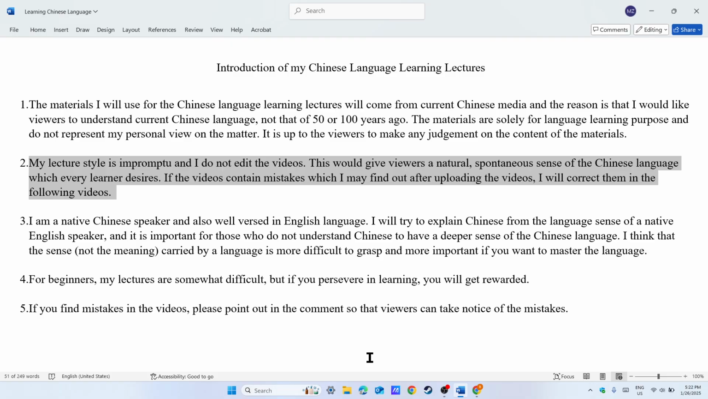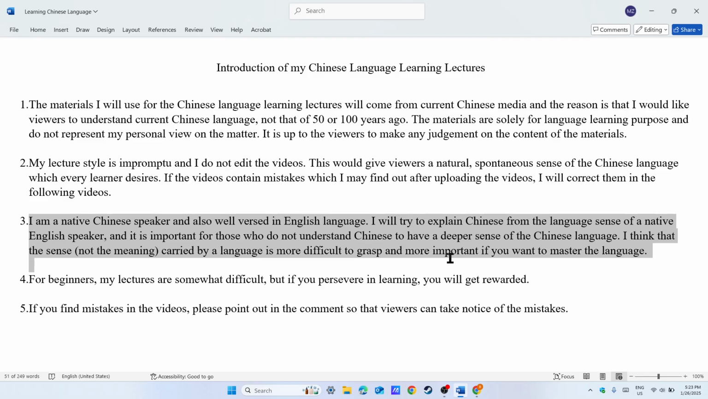Okay, and this is a very important point I want to make, because as I will say in point 3 following, for language learning, the most important thing is that the learner can get a sense of that language, not the meaning. The meaning is kind of superficial, as far as I'm thinking, and the sense of the specific language is much more difficult to grasp, and also much more important if you want to become very fluent in that specific language. This is the point 2.